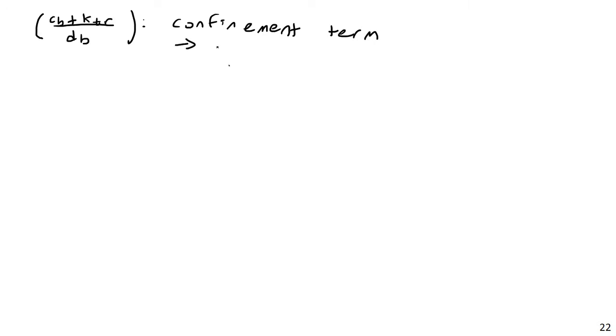This cb plus ktr divided by db is the confinement term. And when you're working through these equations, no matter what your actual results are, this must always be less than 2.5.